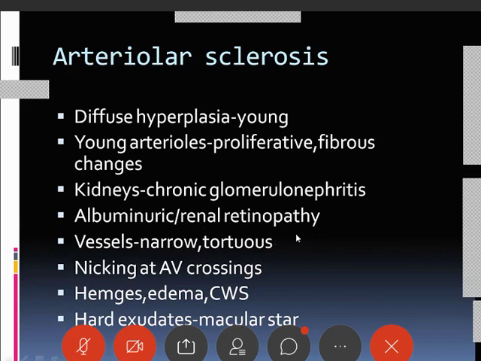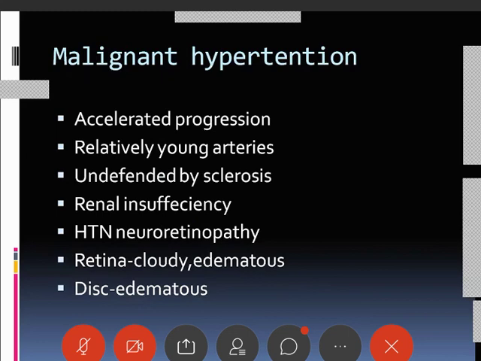The vessels become narrow and tortuous, and there will be heavy crossing changes, hemorrhages, edema, and cotton wool spots. At the macula we can see hard exudates which form a macular star or fan. So this is the third situation, known as arteriolar sclerosis, which occurs in young individuals with prolonged high blood pressure. And the fourth one is malignant hypertension.